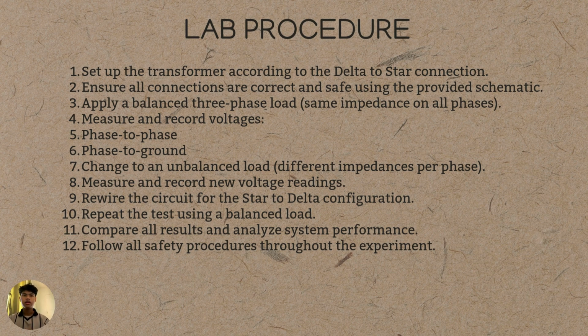Number nine, draw the circuit for the star to delta configuration. Number ten, repeat the test using a balanced load. And eleven, lastly, compare all results and analyze system performance. And lastly, follow all safety procedures throughout the experiment.